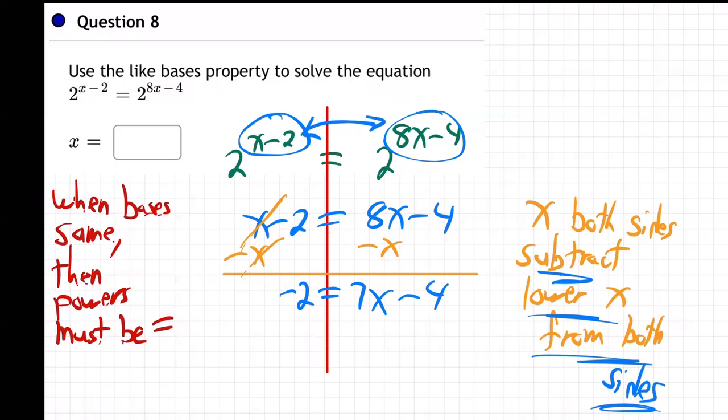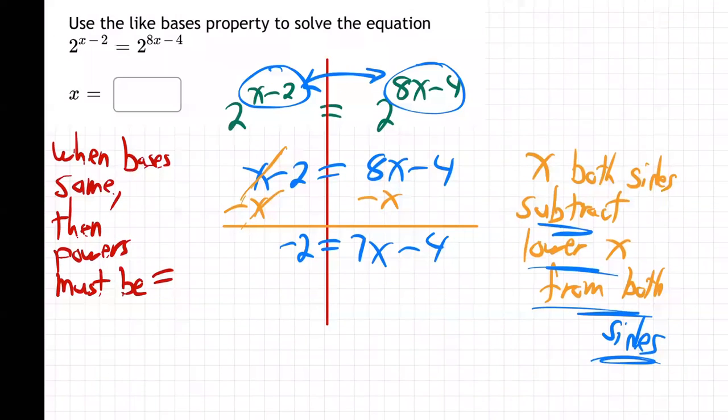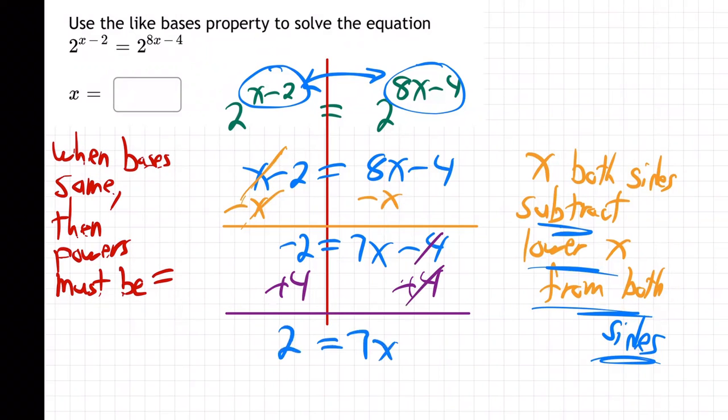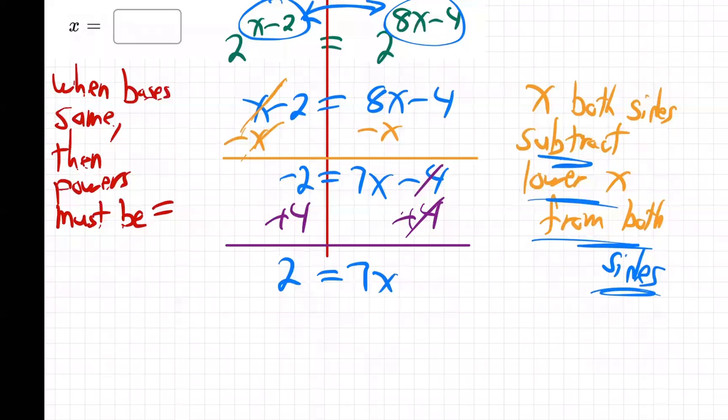Okay, and now you just finish. Now it's a piece of cake. We're just going to add 4 to both sides. 7x is what? 2. 4 minus 2 is 2. We've almost got this now. And last step, finish getting x alone, divide by 7.